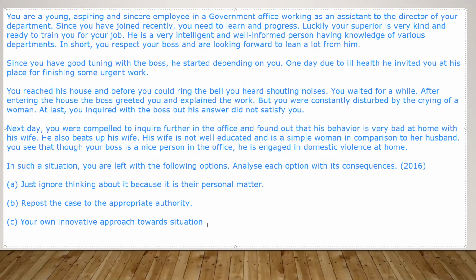So what happened with me during the mains was that I was writing this case study, and my optional is philosophy, so I became a philosopher. I started quoting the Bhagavad Gita. I started quoting moral values, that it is inhuman, you please put yourself in her position and think about it. And I'm giving gyan to him, and I forgot that he is my boss. Okay, he is my boss.